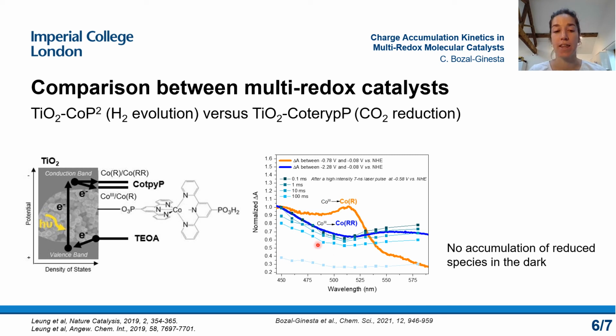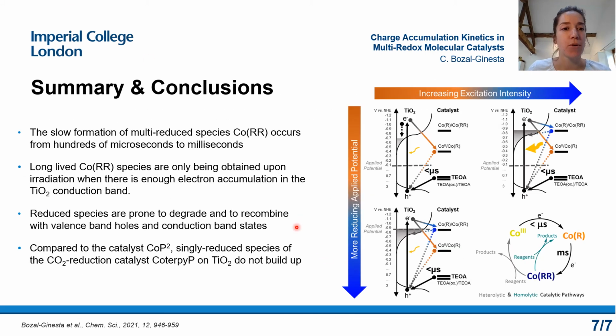So this means that in the case of the catalyst coterpy, there is no reduced species accumulating at the surface in the dark. Upon excitation, cobalt-3 can be reduced 2 times, but then it recombines or transfers electrons back to the conduction band of TiO2. So to summarize, we have seen that the formation of multi-reduced species called RR is quite slow. It takes place from hundreds of microseconds to milliseconds, and these species called RR are quite long-lived.